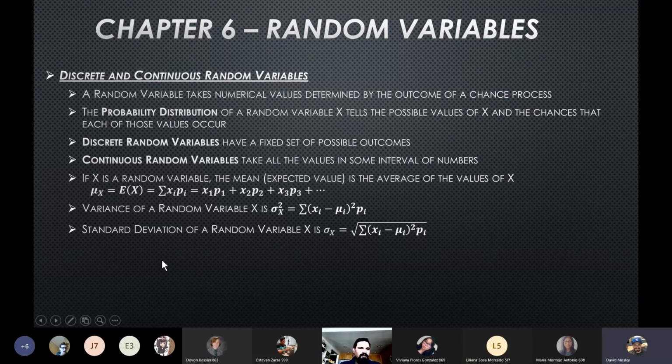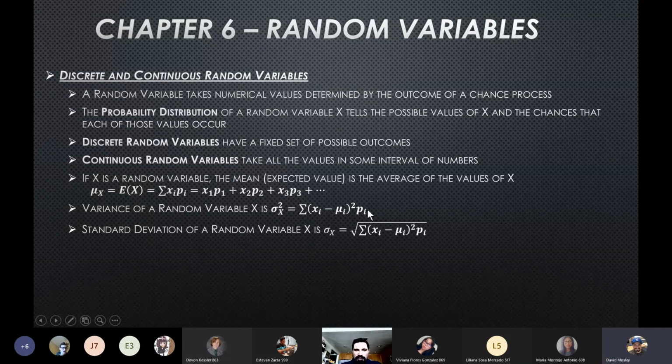There's no gaps. If x is a random variable, then the mean or expected value is the average of the values of x. Right? The mean of x is equal to the expected value of x, which is equal to the sum of each possible outcome times the probability of that outcome. Right? The variance of a random variable x, sigma squared x, is equal to the sum of the difference between each observed outcome minus the mean, that should be mu x, squared, times the probability of that outcome.